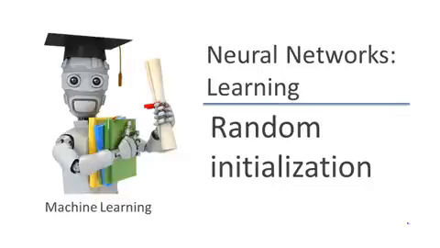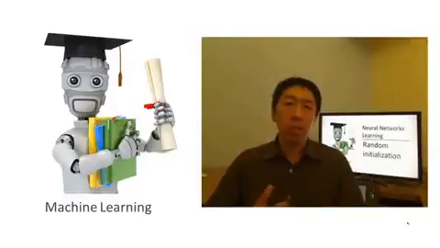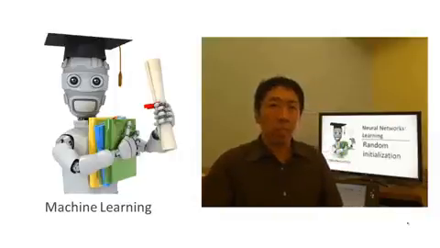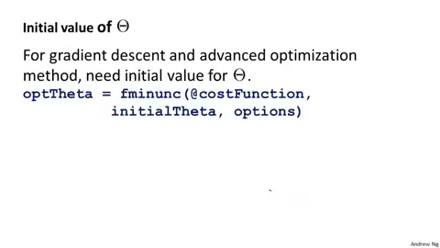In the previous videos, we put together almost all the pieces you need in order to implement and train a neural network. There's just one last idea I need to share with you, which is the idea of random initialization. When you're running an algorithm like gradient descent or also the advanced optimization algorithms, we need to pick some initial value for the parameters theta. So for the advanced optimization algorithm, it assumes that you will pass it some initial value for the parameters theta.